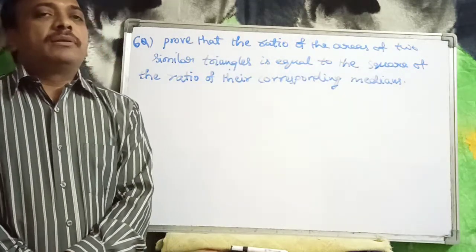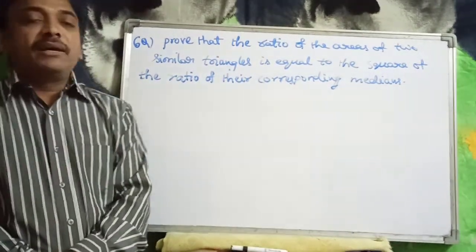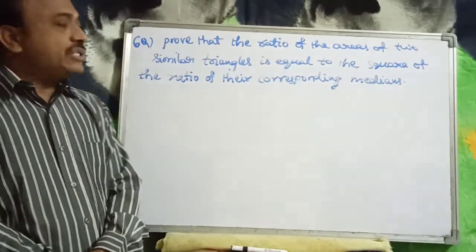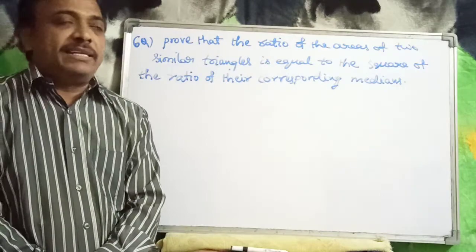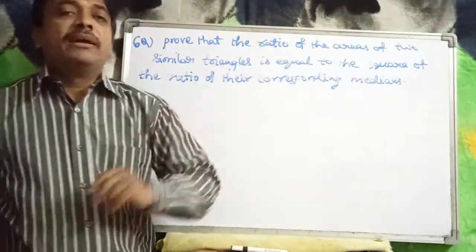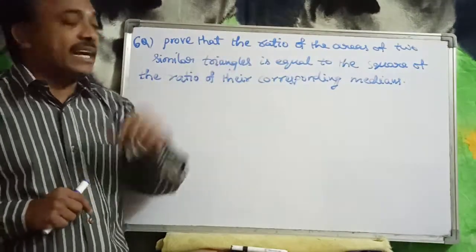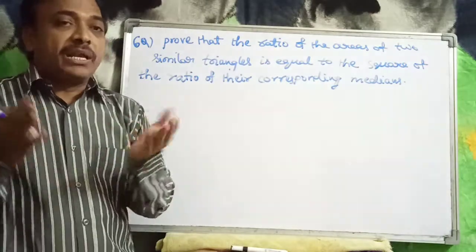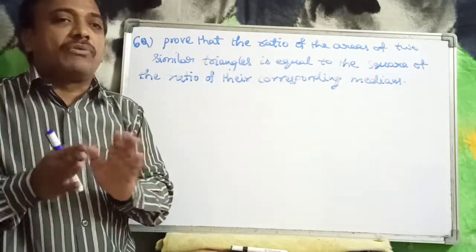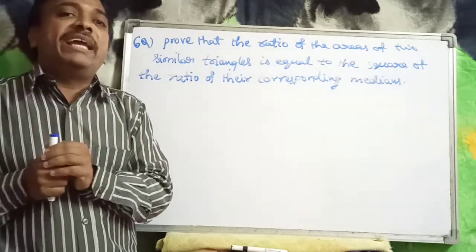Hi students, today we see the rest of the questions from exercise 6.4. Question number 6. Prove that the ratio of the areas of two similar triangles is equal to the square of the ratio of their corresponding sides. Square of the ratio of their corresponding medians. So, prove that the ratio of the areas of two similar triangles is equal to the square of the ratio of their corresponding medians.